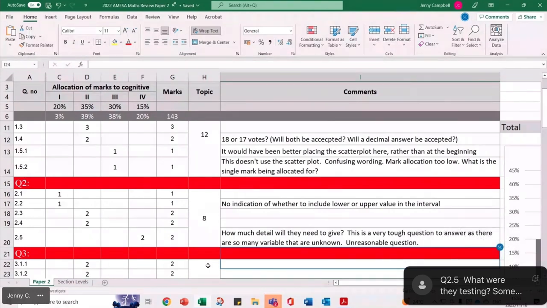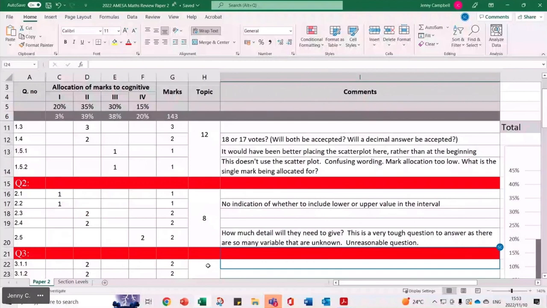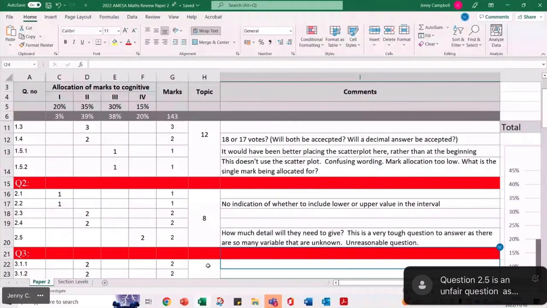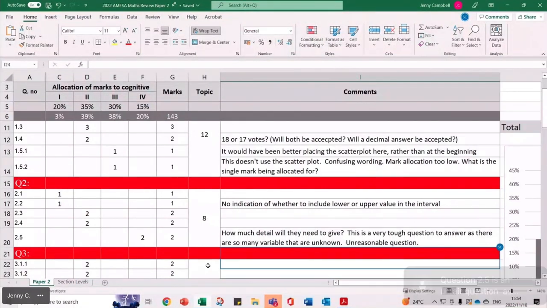So what were they testing? I think it really is a confusing question indeed. And as I say, I would love to see the official memo because I don't know what they're going to say. And here again, we've got a language problem.